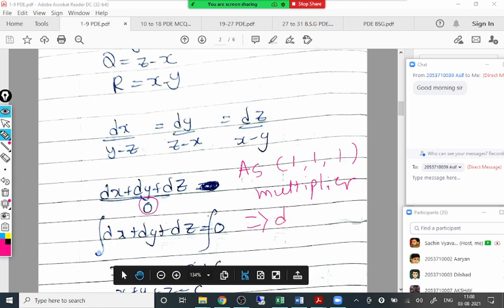This implies dx plus dy plus dz is 0, and then you can say integrating x plus y plus z equal to constant c1. So this is one solution you have written.